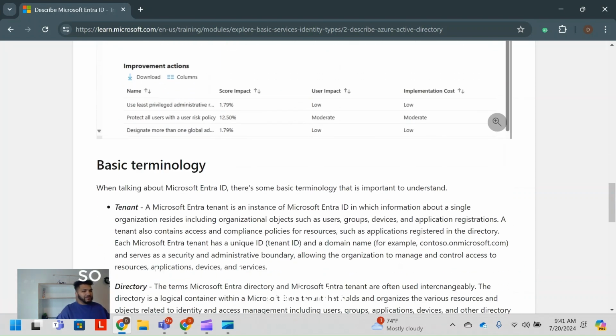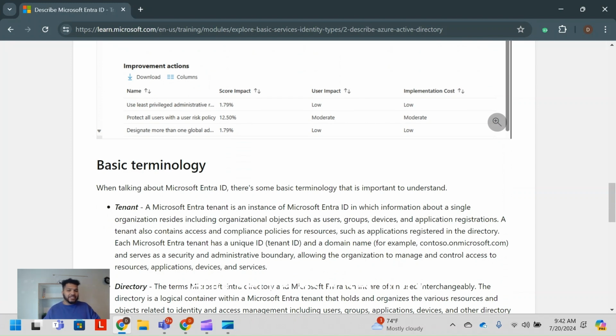So here's some basic terminology that's specific to Entra ID. What is a tenant? These are all questions that will most likely be on your test. A Microsoft Entra tenant is an instance of Entra ID in which information about a single organization resides, including organizational objects such as users, groups, devices, and applications. A tenant also contains access and compliance policies for resources such as applications registered in a directory. Each Entra tenant has a unique ID, known as a tenant ID, and a domain name, so .onmicrosoft.com.